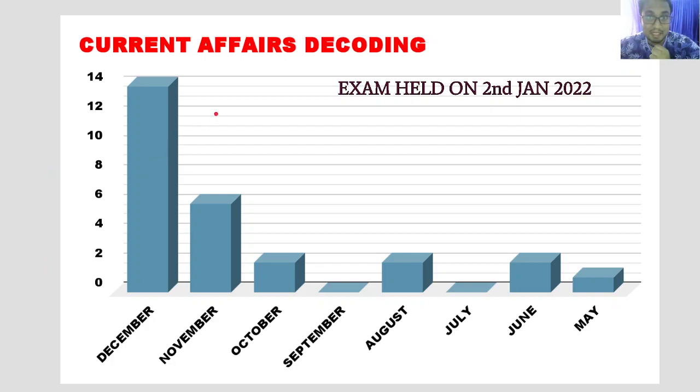In the SBI exam, these are only current affairs questions. There is no banking awareness, no static part, nothing. Majorly, nearly 14 questions came from the December month alone, and 6 questions from November.